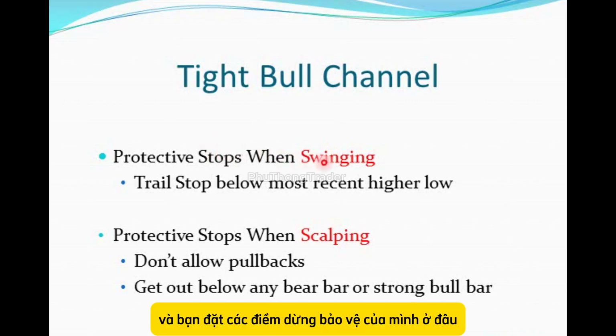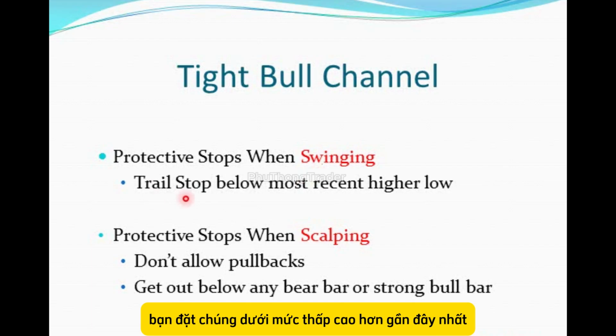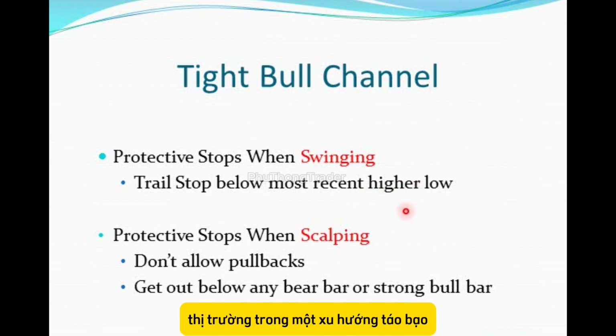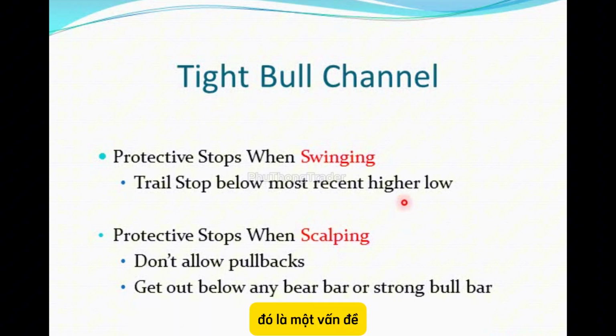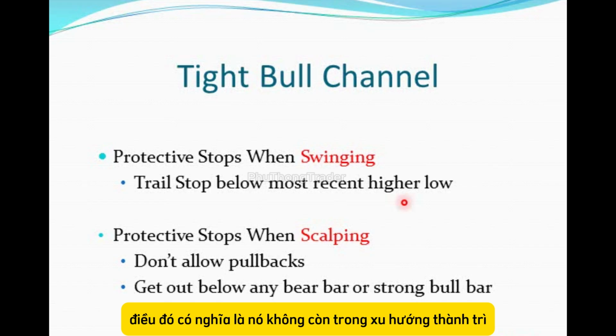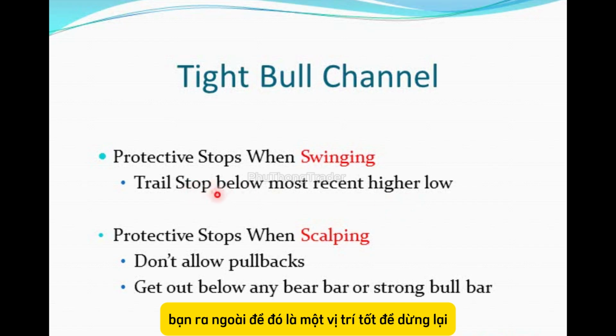And where do you put your protective stops when you're swinging? You put them below the most recent higher low. As long as the market continues to make higher lows and higher highs, the market's in a bull trend and your premise is still good. If it falls below the most recent higher low, that's a problem. That means it's no longer in a strong bull trend and your premise is wrong. And if your premise is wrong, you get out. So that's a good location for a stop.